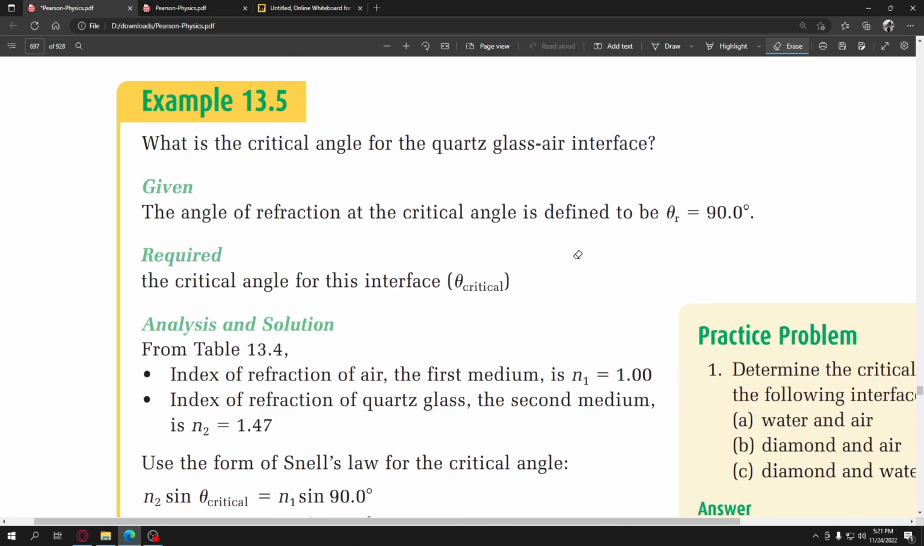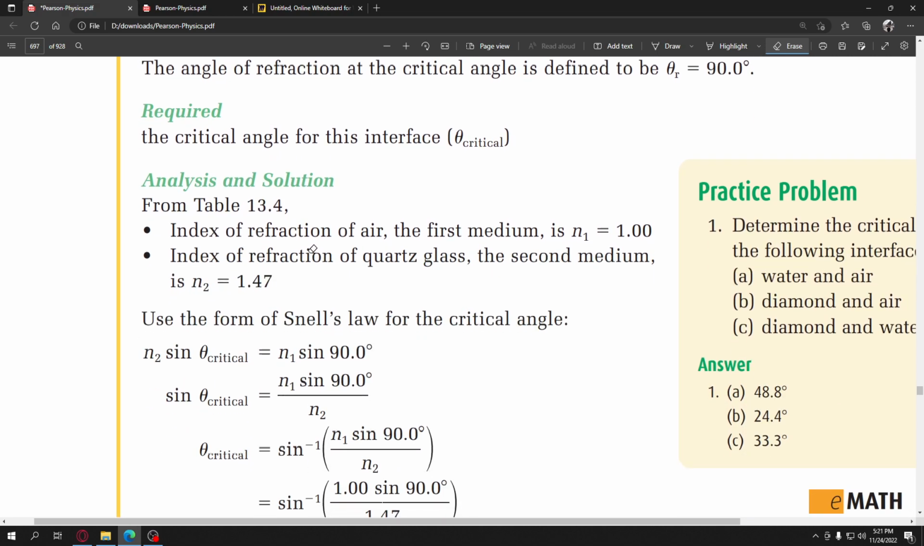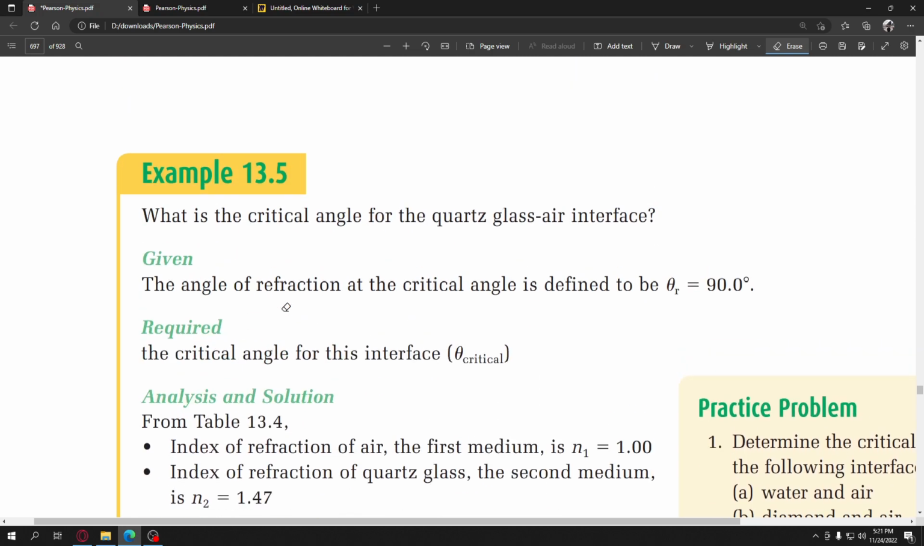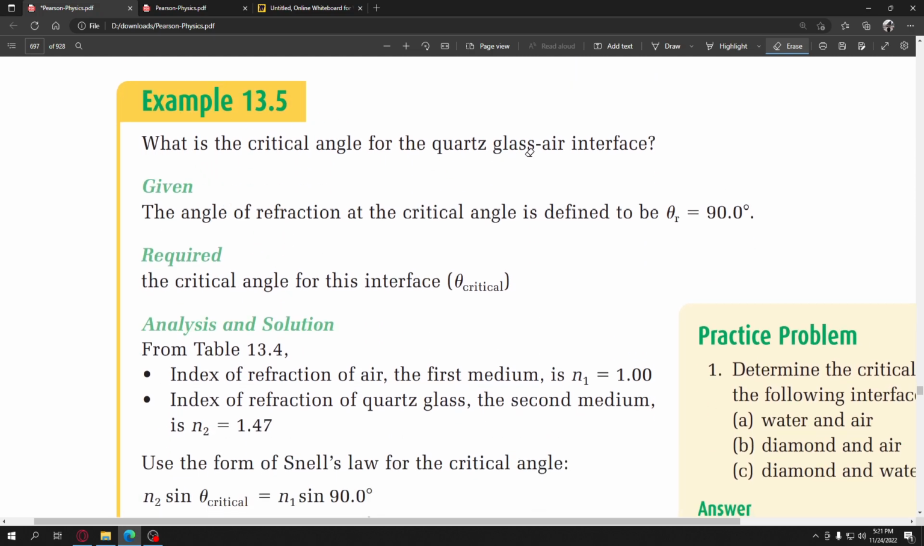Okay, now let's look at an example. Alright, it asks what is the critical angle for the quartz glass interface? Quartz glass and air, meaning on one side there is quartz glass and on the other side there is air, that's what they mean. Angle of refraction at the critical angle is defined to be theta r is 90 degrees. The refracted ray will be 90 degrees. So we have to find the critical angle. What we need is the refractive index of air and the refractive index of quartz glass.